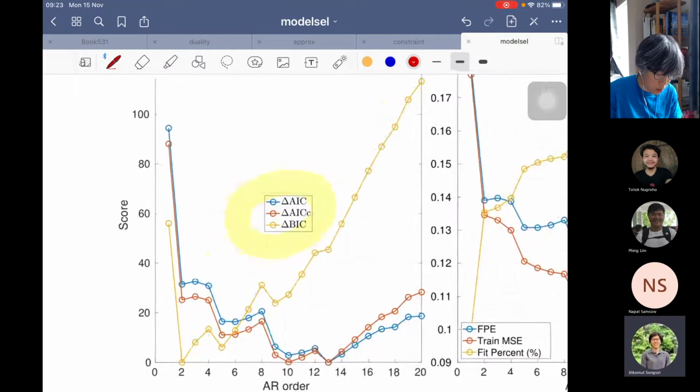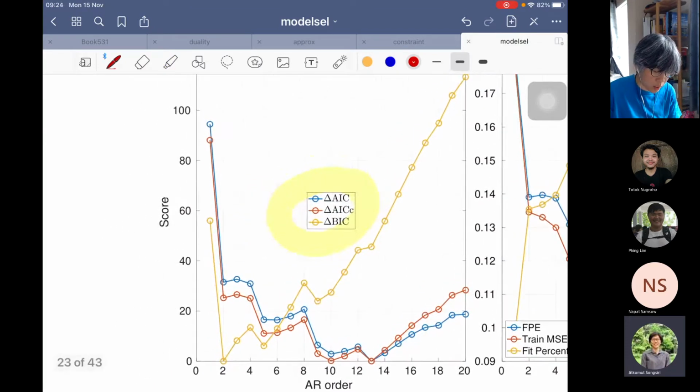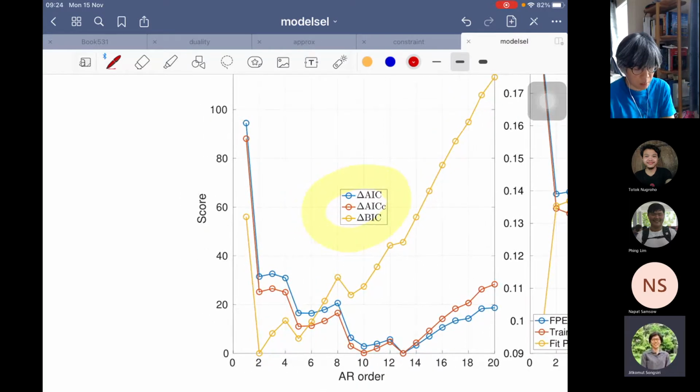If we focus on AICC and all these scores, Napat, do you see the same kind of pattern, that the BIC picked the lower order and AICC picked the higher order? Can you describe this result? Which order was chosen by each of the scores?